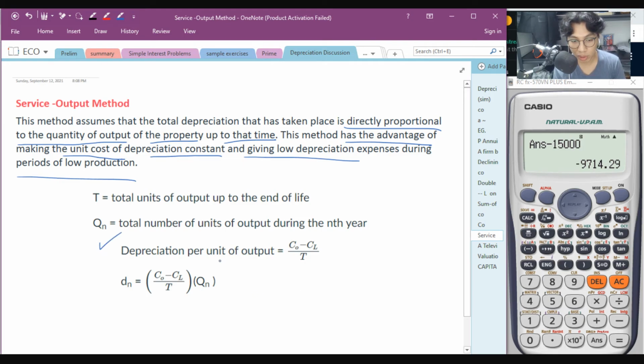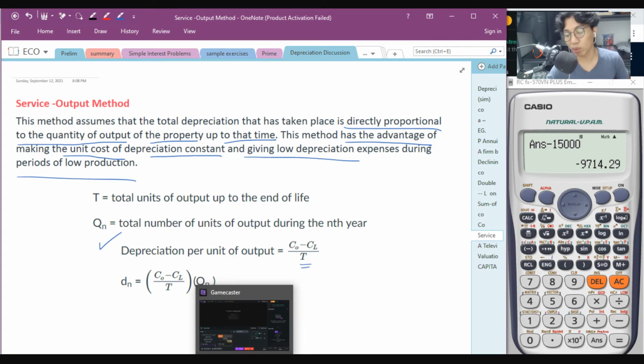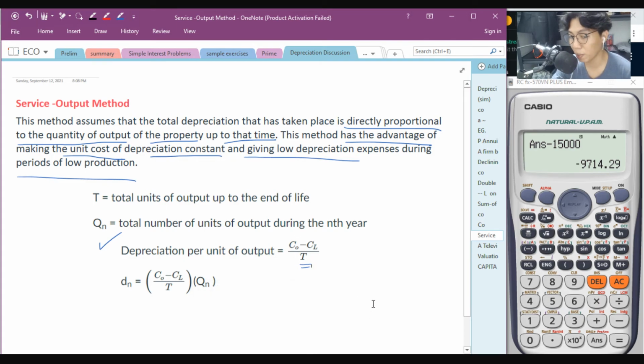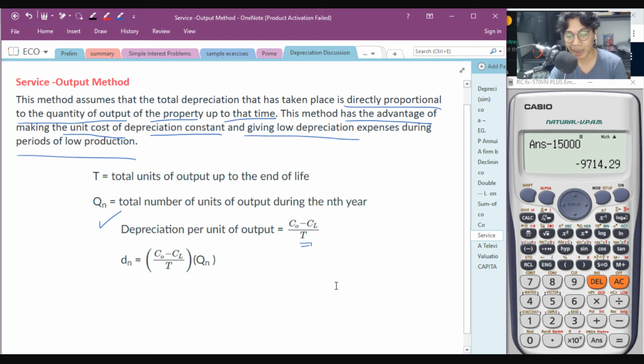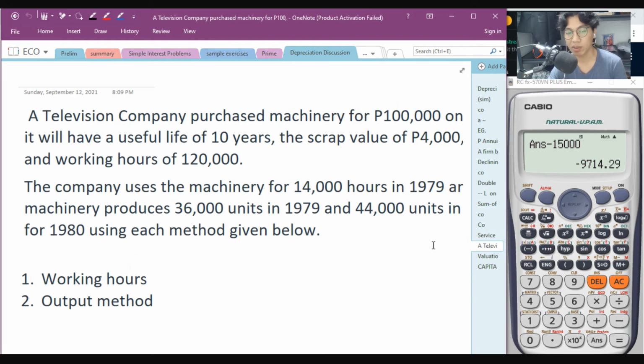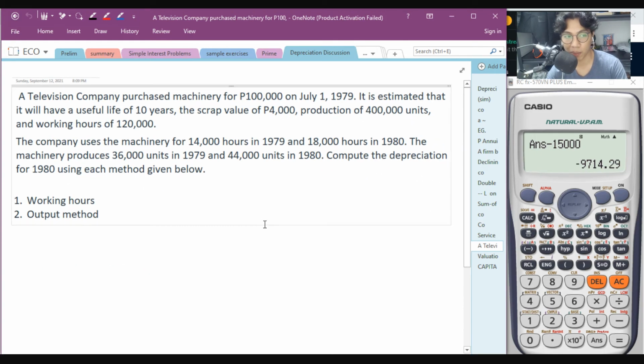The depreciation per unit output is CO minus CL over T. Total number of units. Hindi po nakadepende dun sa time. Okay? The total number of units. And DN is the single depreciation. Okay? Single depreciation of the nth year. That is equal to CO minus CL over T. Okay? Multiplied to the total number of units that is produced on the nth year. So, dito mas magandang gawin natin yung problem.